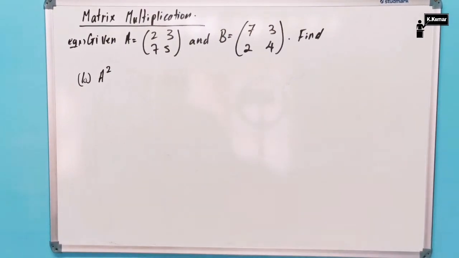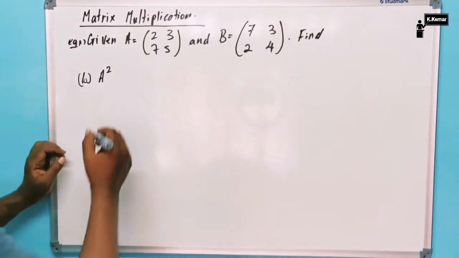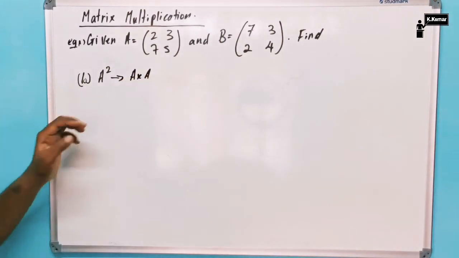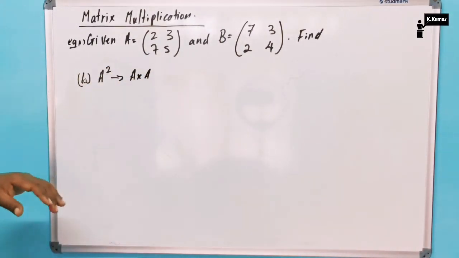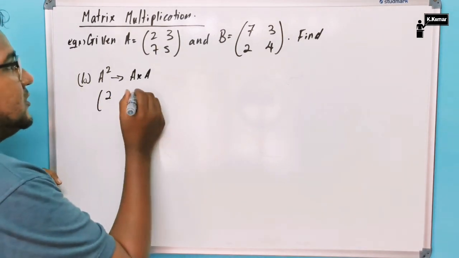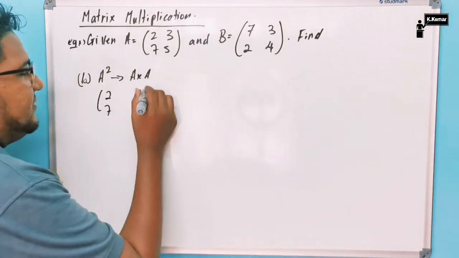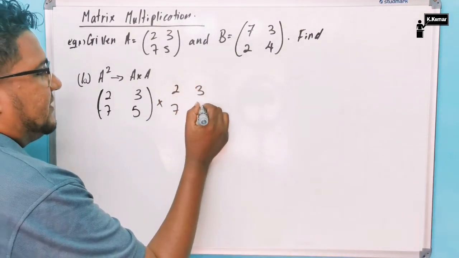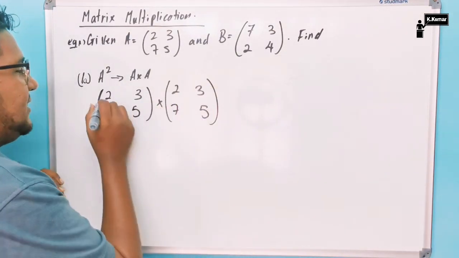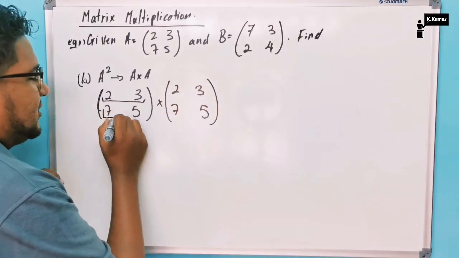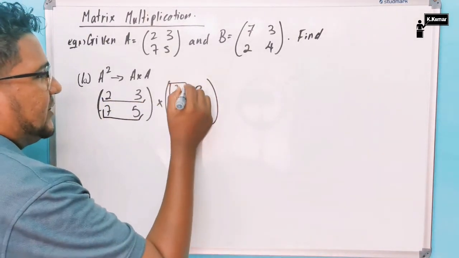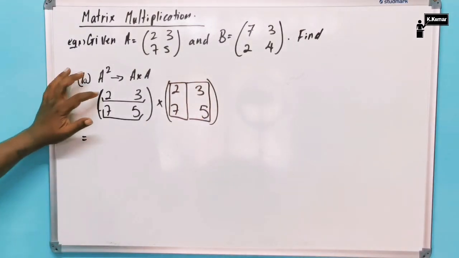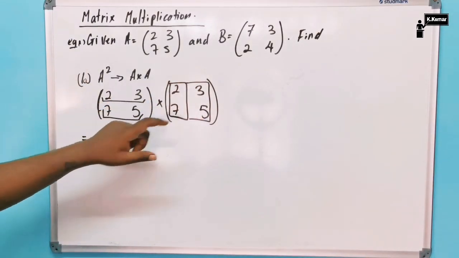So another example you have there is a square. Now a square simply means A multiplied by A, right? So that means we're multiplying this matrix by itself. So that's going to be 2 3 7 5 multiplied by 2 3 7 5. Again, these are our rows, so these are our boats, and then you have the columns, right? So first one upstairs, second one downstairs.